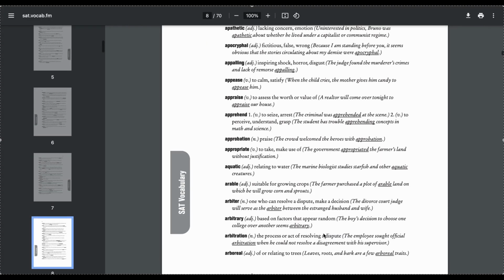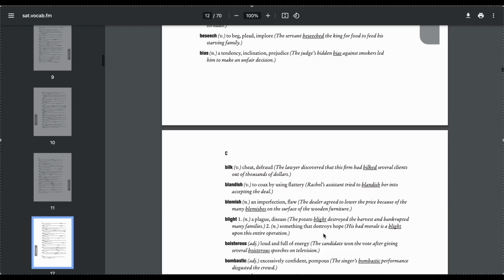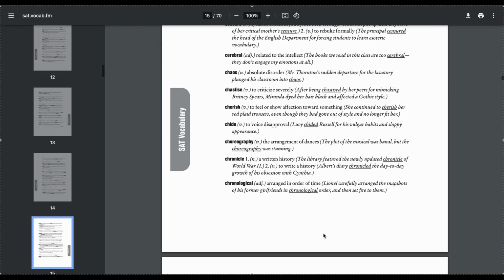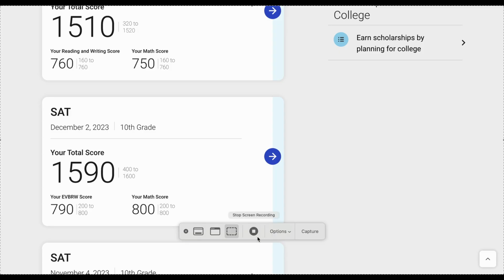You go home and mindlessly skim through vocabulary lists, hoping that it will help you the next time you take this test. You learn 1,000 words, but they always manage to ask you that one word that you just haven't studied yet. Sound familiar? I got a 1590 on the SAT as a sophomore.